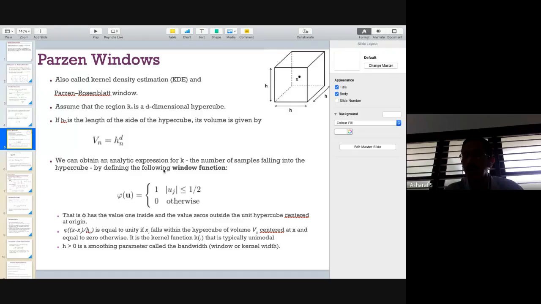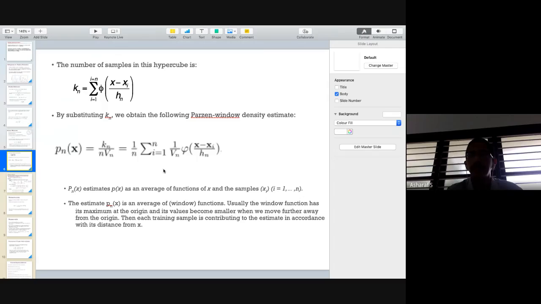So you write phi of x minus xi. If it is less than h by 2, you say it's 1. Otherwise, if that distance is not less than or equal to h by 2, you put it as 0. So essentially you're checking whether the given point xi, with respect to the hypercube centered at x with side length h, is inside or outside, right?